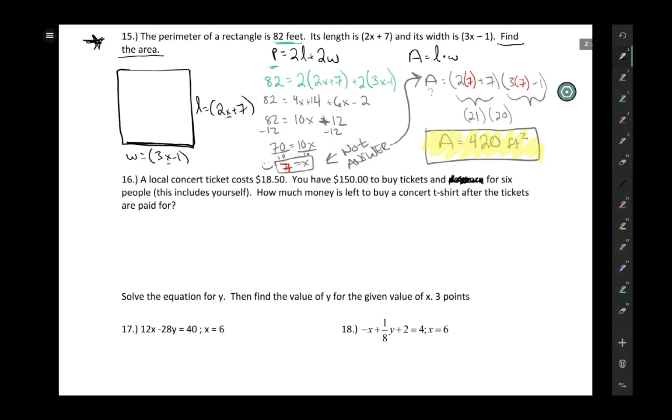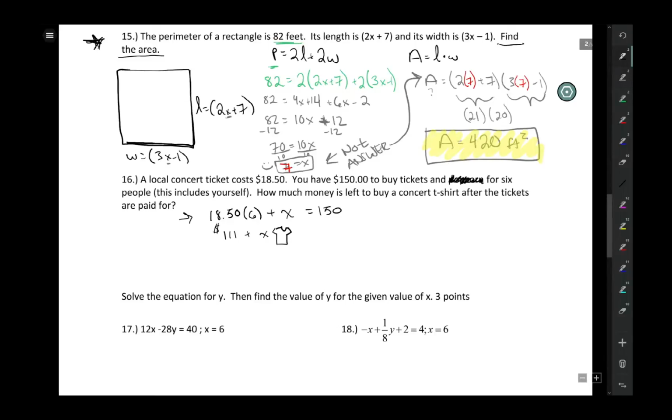Okay, this one's kind of a problem-solving question. You have 18.50 per six tickets you need to buy, and you want to know plus x, that's how much money you'll have left, equals your 150. Okay, you don't necessarily need to have this formula here, but if you prefer, you certainly can. So 18.50 times 6, that is $111, plus the amount you have left for your t-shirt.